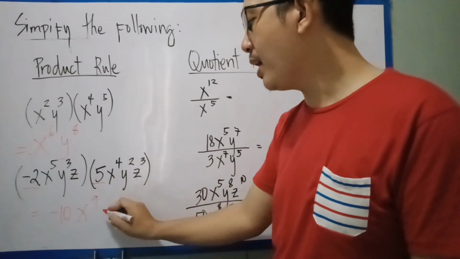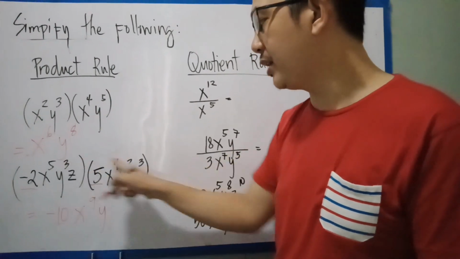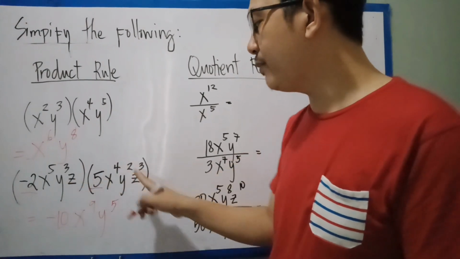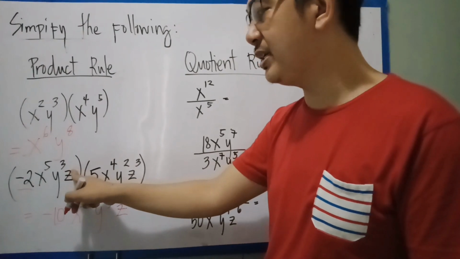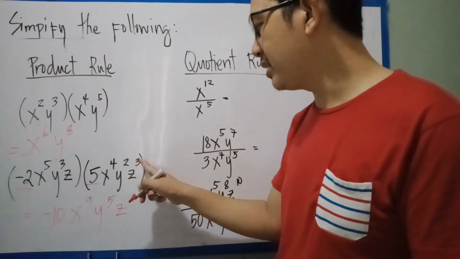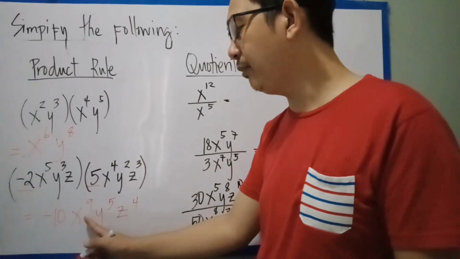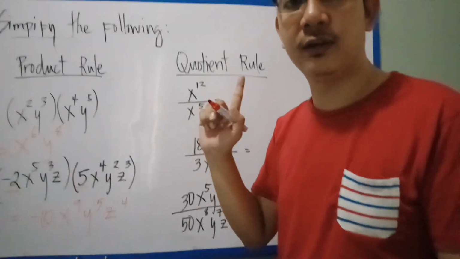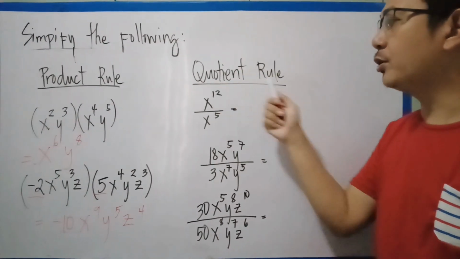Then followed by y cubed times y squared. Copy y, then 3 plus 2 is 5. Then z naman, z times z cubed. Copy the variable z, then add the exponents. z is understood to be 1, so 1 plus 3 is 4. So therefore, our answer is negative 10x to the 9th power, y to the 5th power, z to the 4th power. Okay, for this time naman, we have the quotient rule.